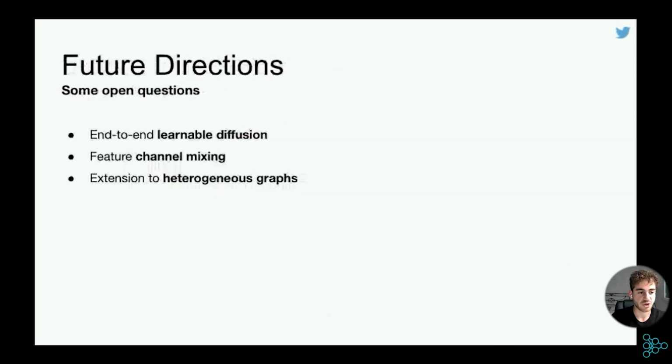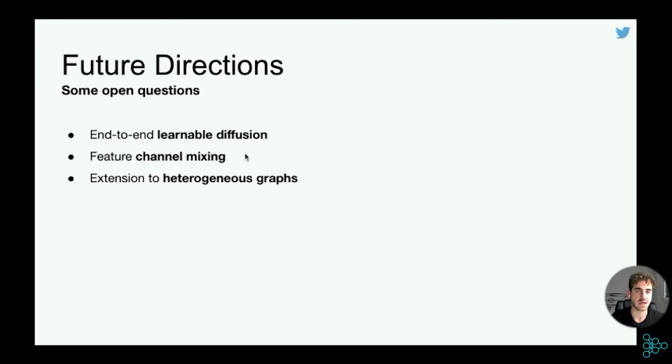So some open questions that we have. It would be interesting to have a diffusion or a propagation, which is learnable end-to-end with the task. So at the moment, it's just fixed, almost a pre-processing step. So it would be good to have something end-to-end learnable. It would be interesting to do feature channel mixing. So at the moment, if you have multiple features, they are treated completely independently. So the diffusion is done on each channel separately.